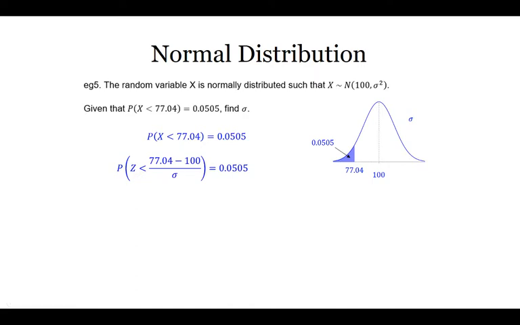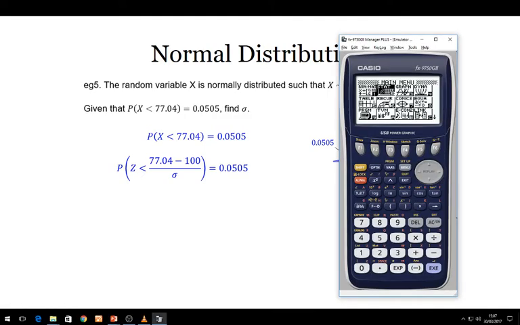So we don't actually know the z value in this question. We simply know its probability is 0.0505. So I can now use my inverse normal on my calculator. So that's under stat mode, distributions, normal, inverse normal. Check everything's set up correctly, but we want the area to be 0.0505.